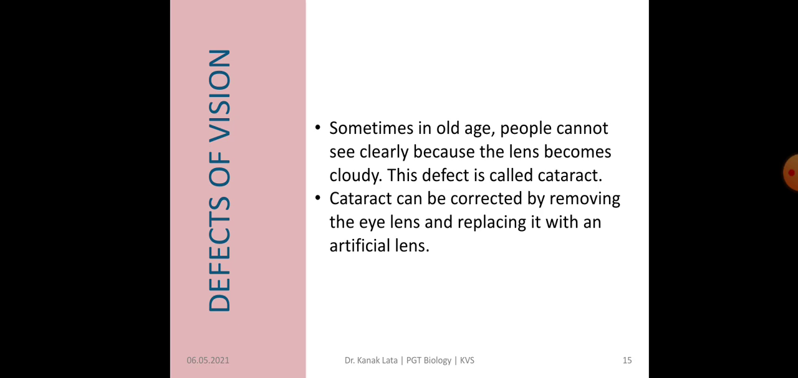Sometimes, particularly in old age, eyesight becomes foggy and people cannot see clearly because the lens becomes cloudy. This defect is called cataract. This results in loss of vision when not treated in time. Cataract can be corrected by removing the opaque, foggy lens, and a new artificial lens is inserted. Nowadays the treatment is very easy and safe.